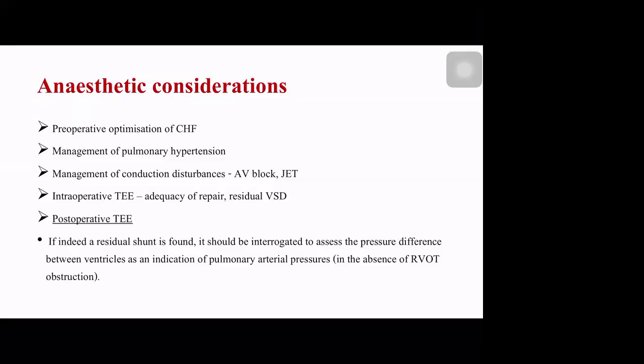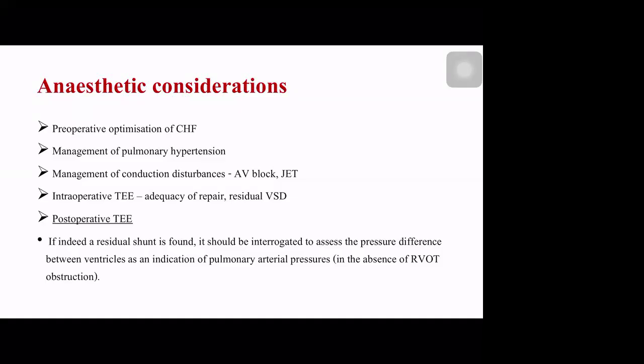So intraoperative TEE has very high importance because adequacy of repair has to be seen thoroughly, whether there is any patch dehiscence or patch leak, or whether any residual VSD is present or not. During the postoperative TEE, if indeed a residual shunt is found, it should be interrogated definitely to assess the pressure difference between the ventricles as an indication of pulmonary artery pressure.